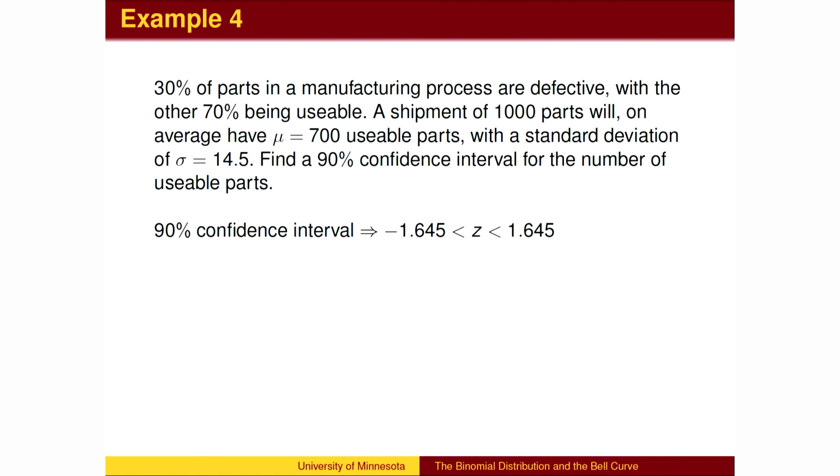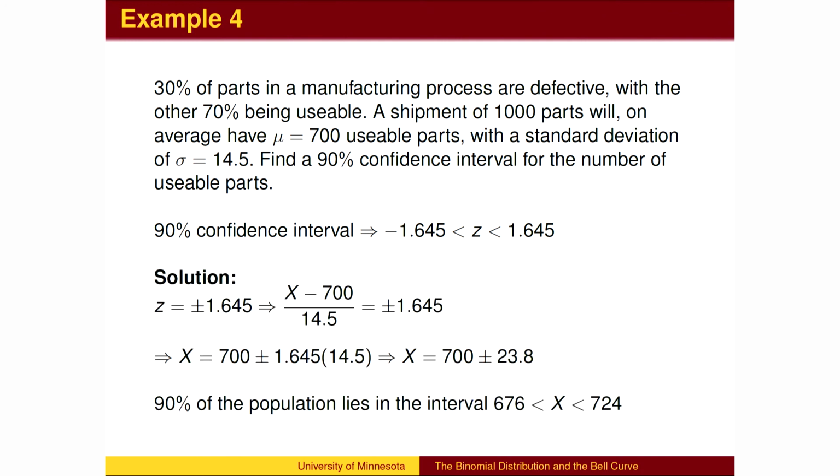Here's a final example. We want to be sure we have enough working parts available, knowing that our supplier isn't very good. On average, a shipment will have 700 working parts, but there's variability. We wish to find an interval that covers 90% of the shipments. The z-scores for the 90% confidence interval are plus and minus 1.645 standard deviations. So we find the values that are 1.645 standard deviations of 14.5 from the mean of 700. 90% of the shipments will have between 676 and 724 working parts.